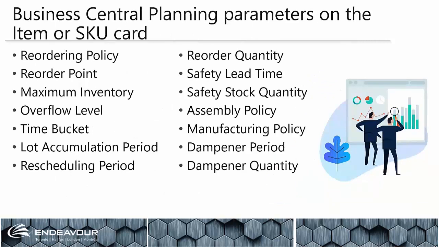All right. So planning parameters on the item or stock keeping unit card. Those are what we define as the local setup planning fields. Those could be grouped. So as you can see on the screen, we have the ordering policy, reorder point, maximum inventory, overflow level, time bucket, lot accumulation period, rescheduling period, reorder quantity, safety lead time, safety stock quantity, assembly policy, manufacturing policy, dampener period, dampener quantity. The assembly policy and the manufacturing policy are not actually on the planning fast tab in the item card. However, they exist in the replenishment fast tab in the item card. We'll take a look at that in a second.